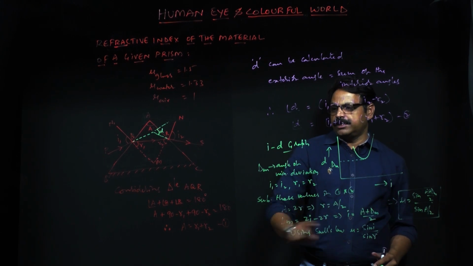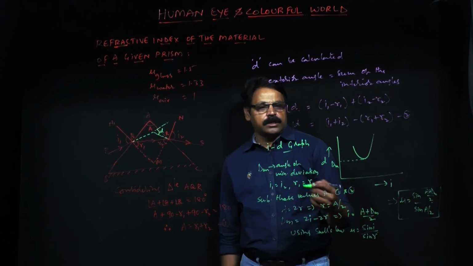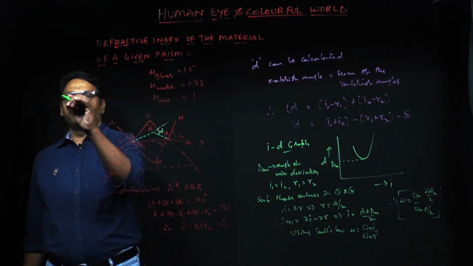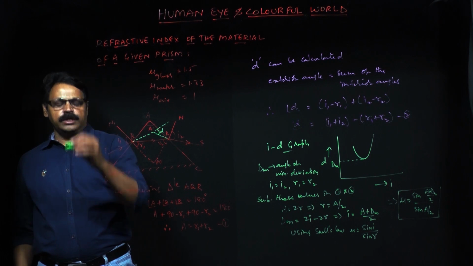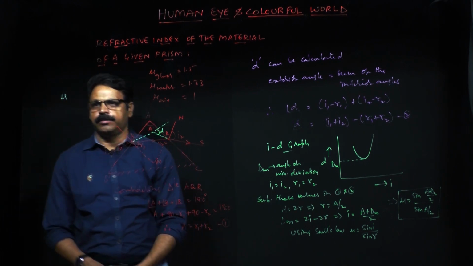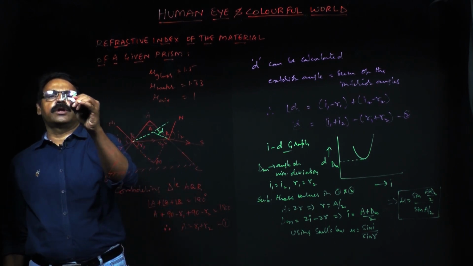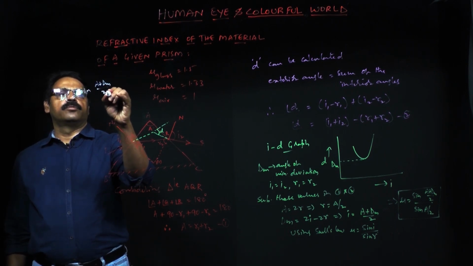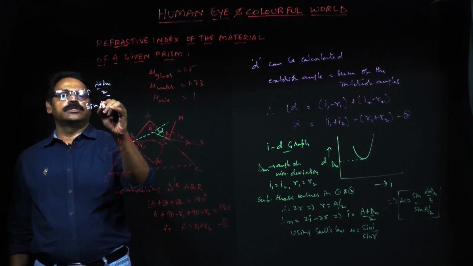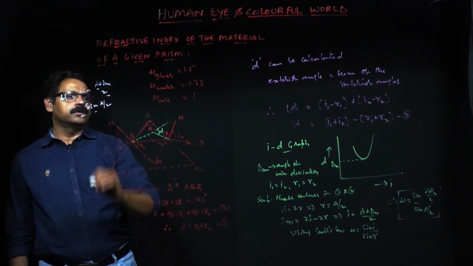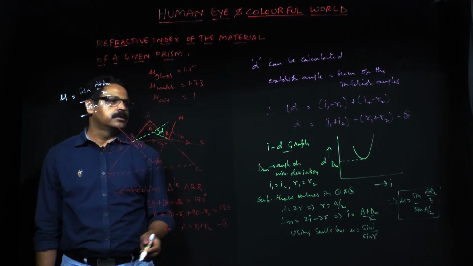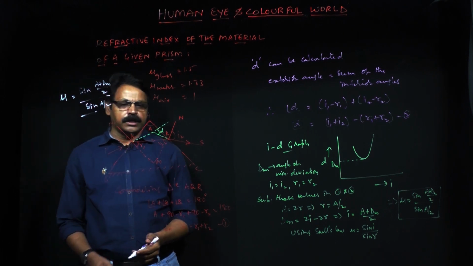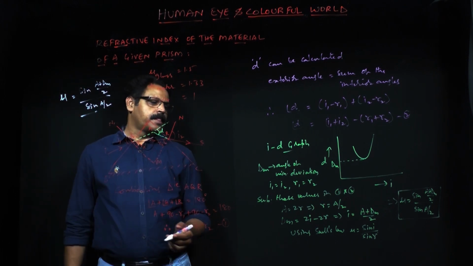So this is how the derivation will occur. But as far as our curriculum is concerned, we need to remember only the formula, that is mu is equal to sin of A plus D by 2 by sin A by 2. This is what you need to remember for solving the problems. So this is the derivation for the refractive index of a given material using the prism.